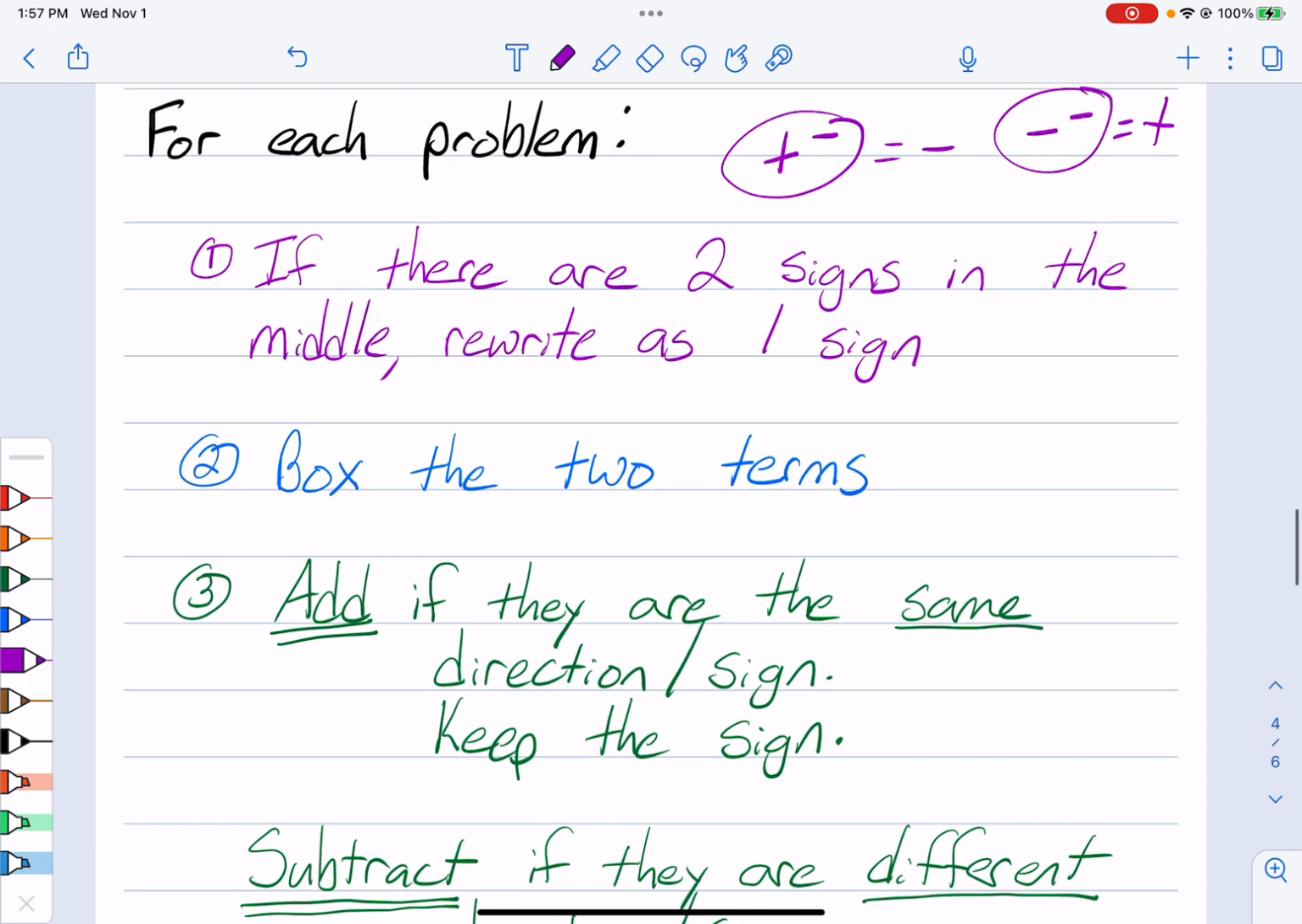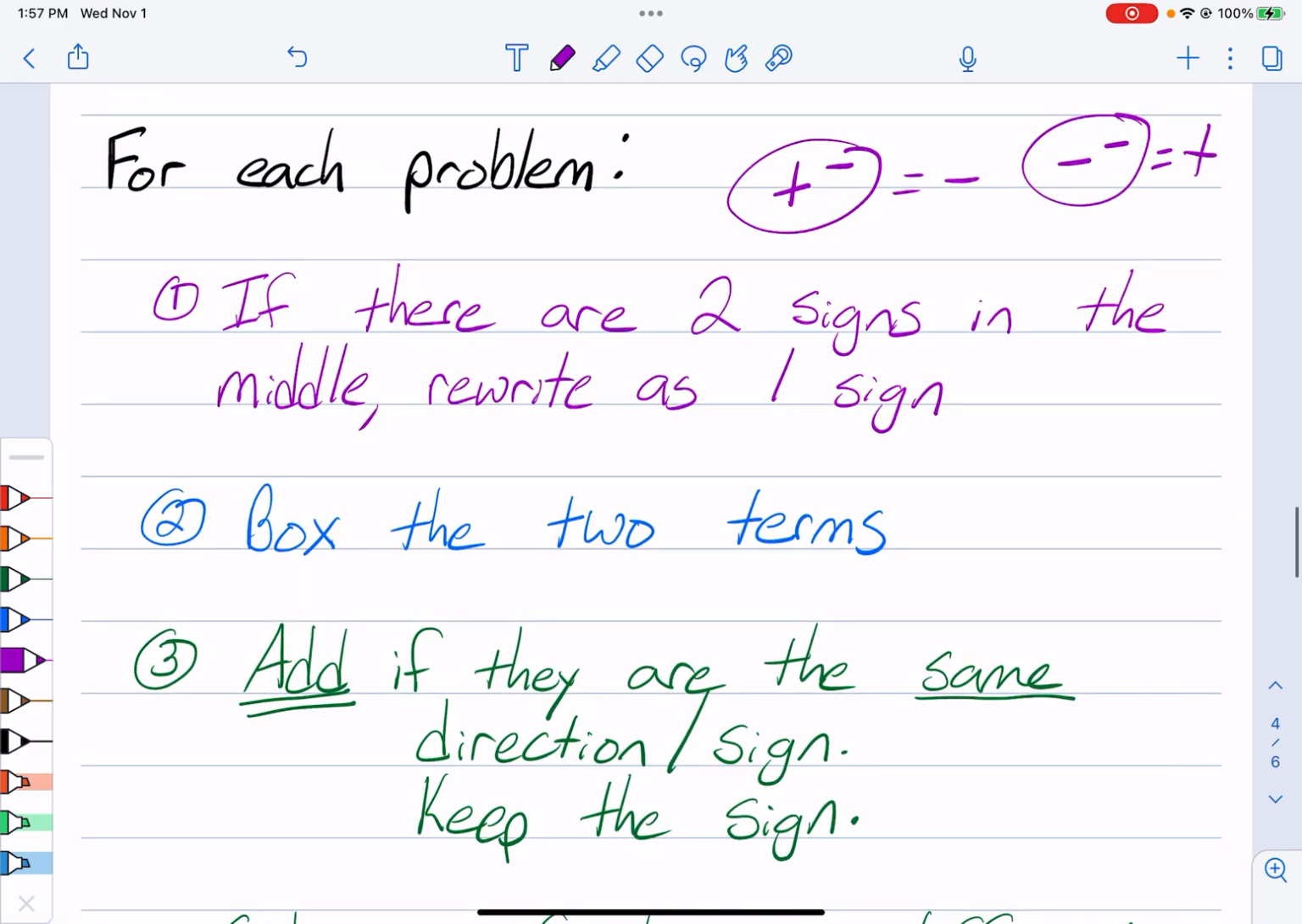Then you're going to add if they have the same direction or sign. So if they're both left, you're just going to add them together and the answer is negative. If they're right, you're going to add them together and the answer is positive. So you keep the sign. That would be a problem like -3 minus 4, because they have the same sign. They're both negative, they're both to the left, their answer is negative, and 3 plus 4 is 7.